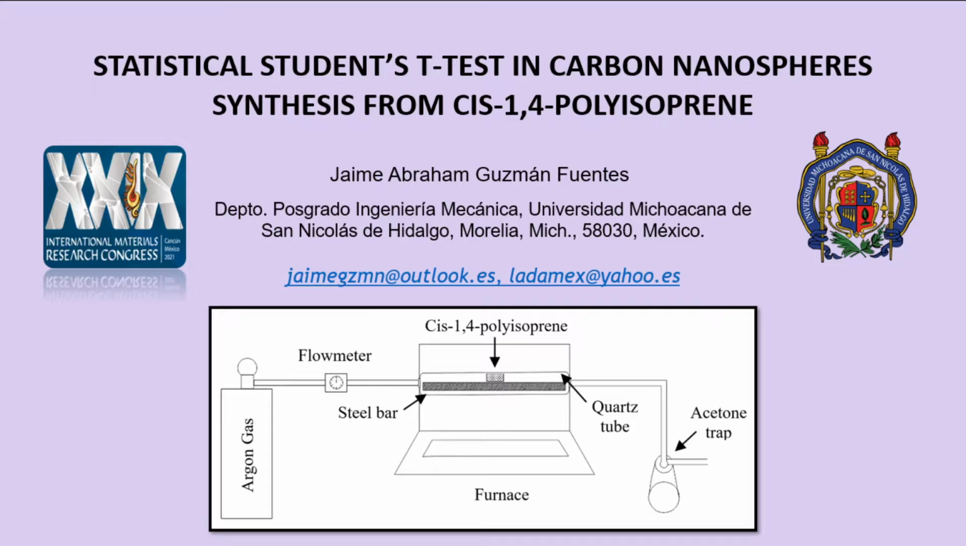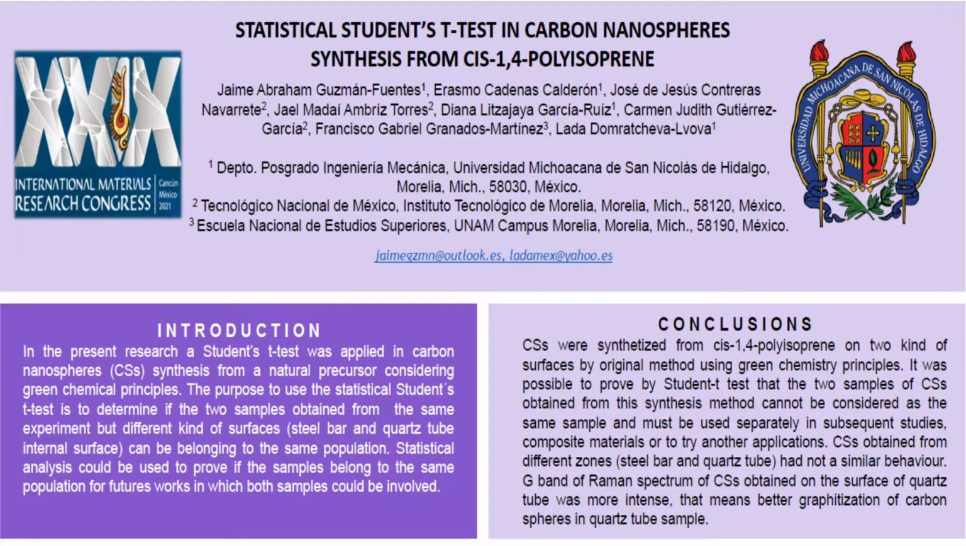In this poster presentation, we're going to talk about the statistical Student's t-test in carbon nanospheres synthesis from cis-1,4 polyisoprene, better known as natural rubber. The purpose of this research was to prove whether two different samples synthesized by the chemical vapor deposition method can be considered the same population.